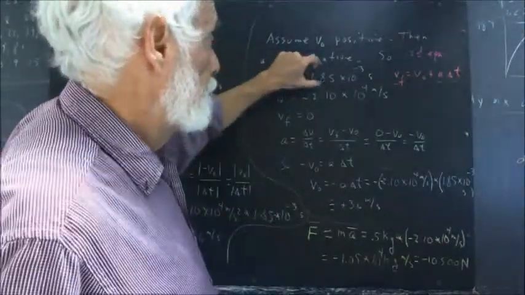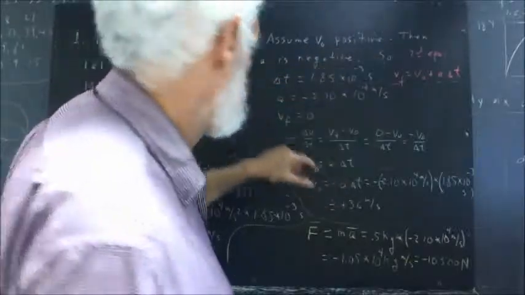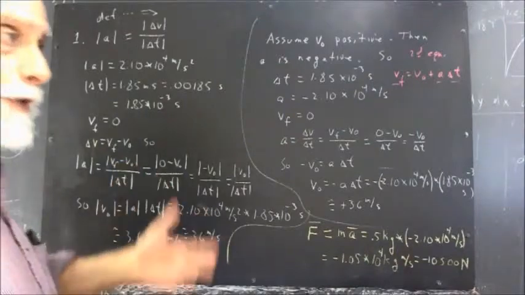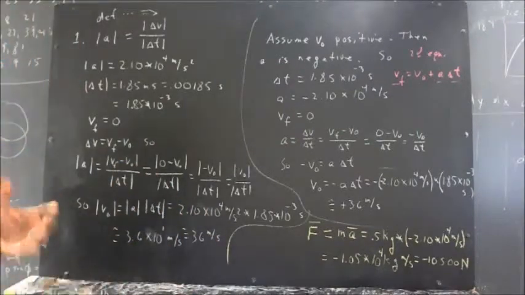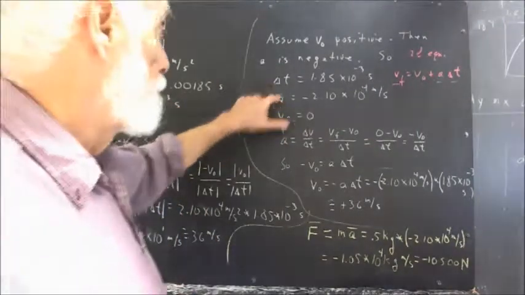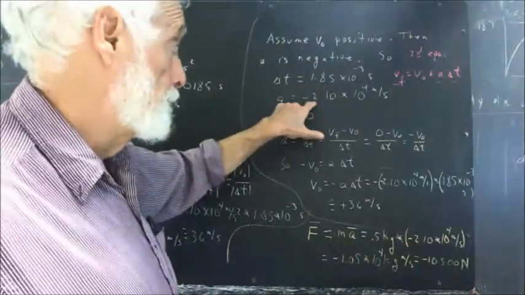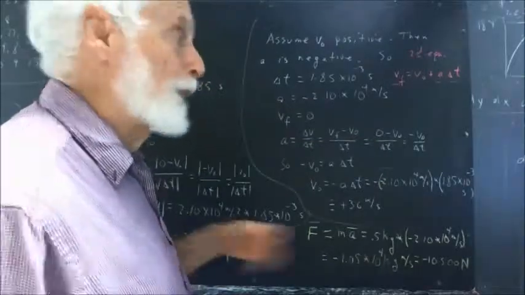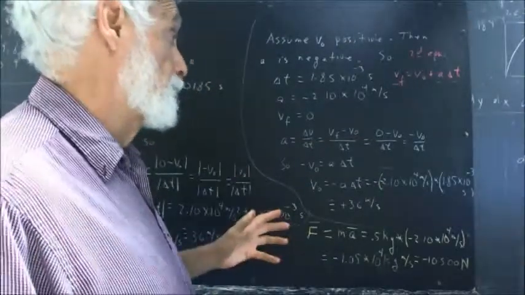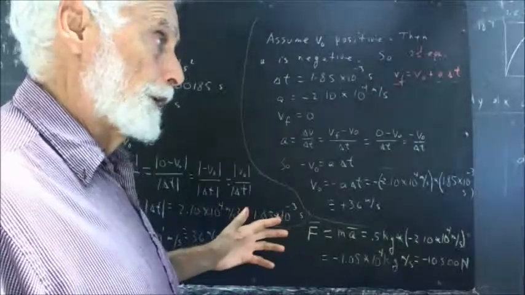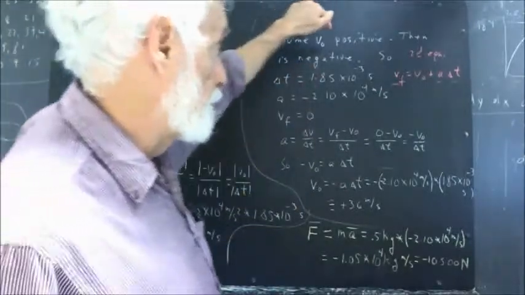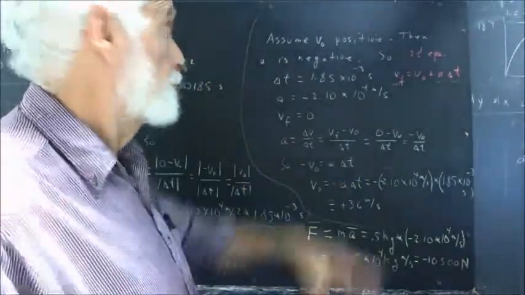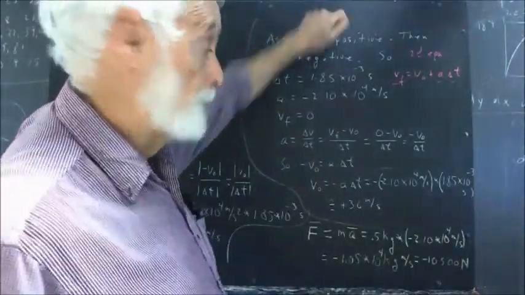Delta T is 1.85 times 10 to the negative third seconds. No need for absolute value signs or any kind of gyrations involved with the idea of deceleration. The acceleration, as we said, is negative, so that's going to be negative 2.10 times 10 to the fourth meters per second squared. There's nothing inherent in this problem that makes the acceleration negative. The only thing that makes the acceleration negative is that we declared at the beginning that V naught was positive. Had we wanted acceleration to be positive, we could have declared at the beginning that V naught is negative.